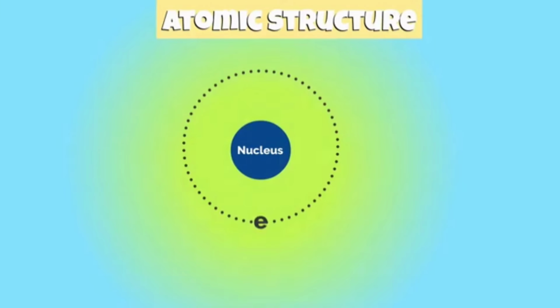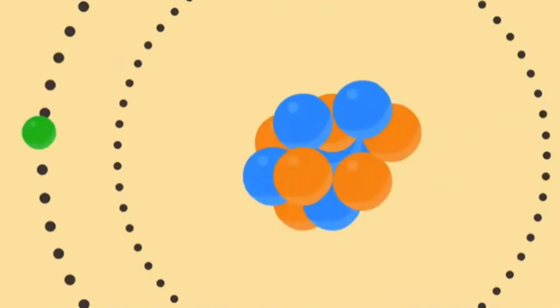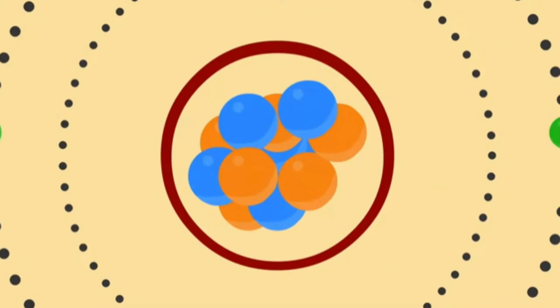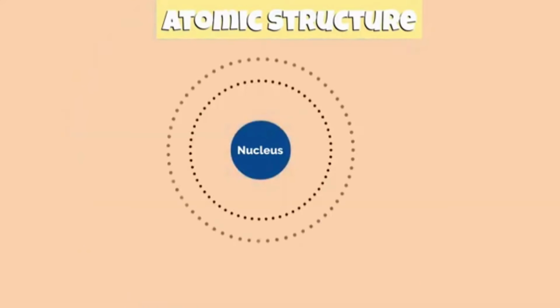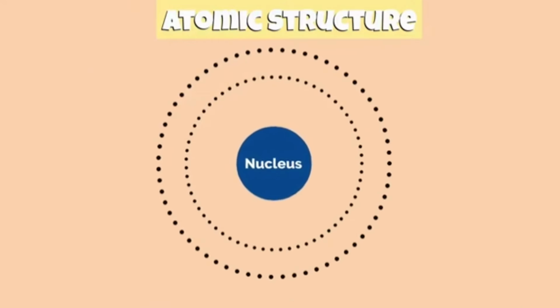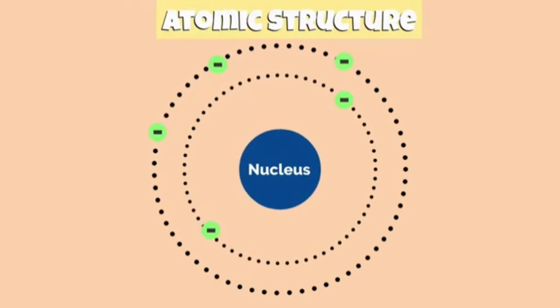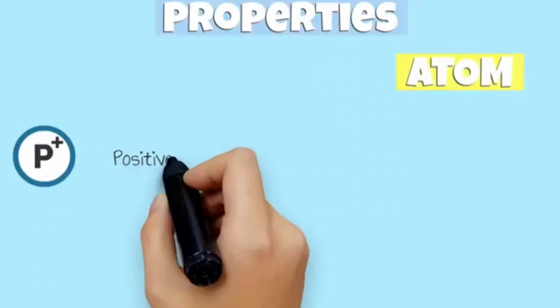Now here's the fun part. These particles don't just sit still, they move and interact because of forces. Let me explain. Protons and electrons attract each other because they have opposite charges. That's why electrons stay around the nucleus. They're pulled in by the protons.